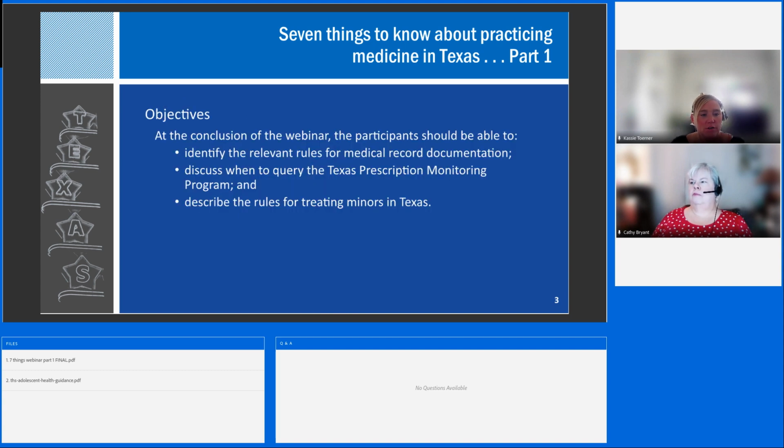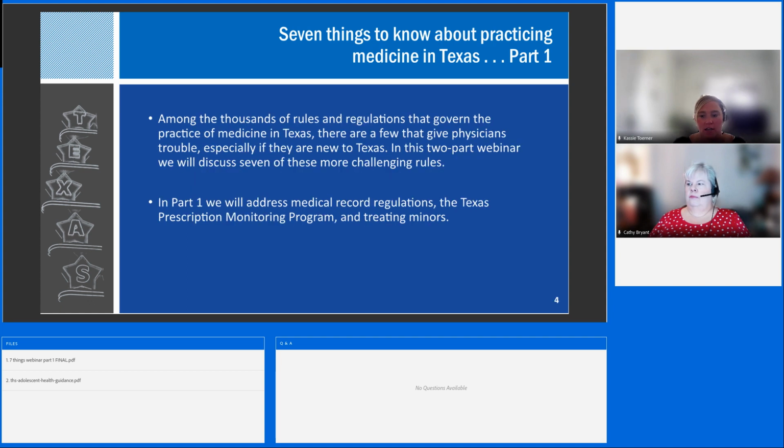And our objectives for today, and hopefully some things that you can take away, are being able to identify the relevant rules for medical record documentation. We know that this one is a bit weedy, but we hope that we can share some helpful tools as takeaways. Discussing when to query the Texas Prescription Monitoring Program, and describing the rules for treating minors in the state of Texas. So with that, Kathy, I will turn it over to you for a few introductory remarks.